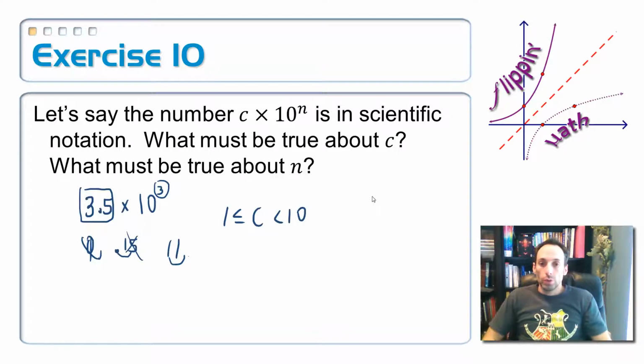Like I could do 1 times 10 to the 13th power. Same thing as 10 to the 13th power. Okay, as far as the n, the exponents, what's got to be true about that exponent?